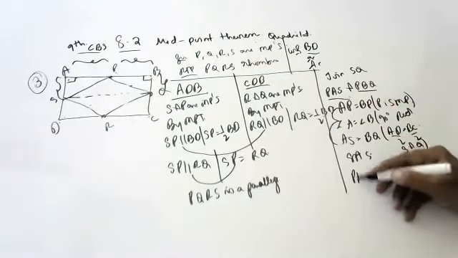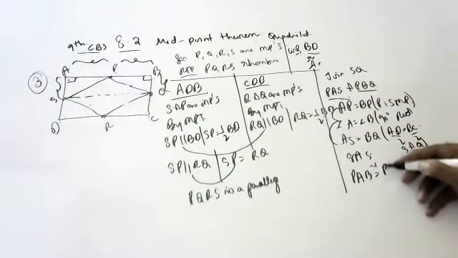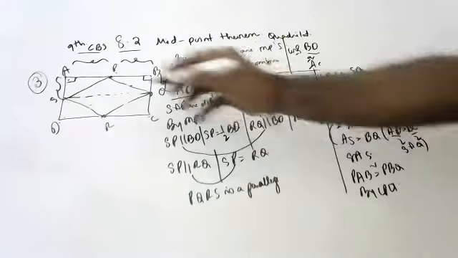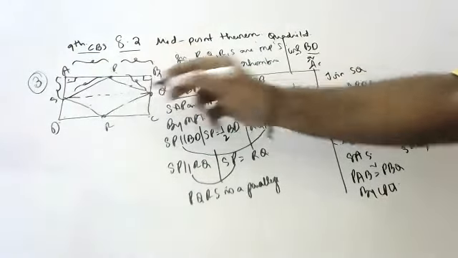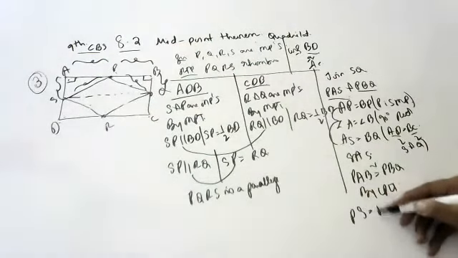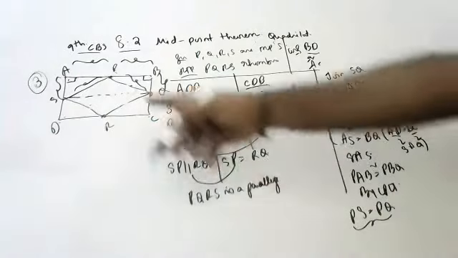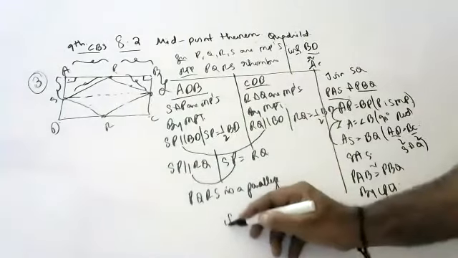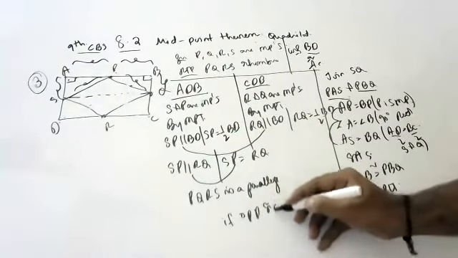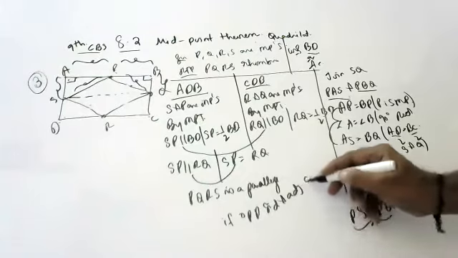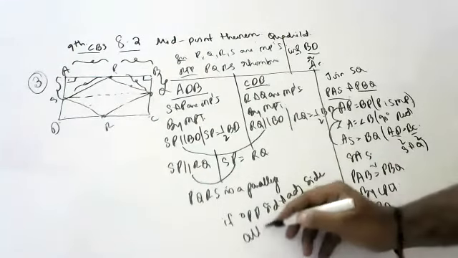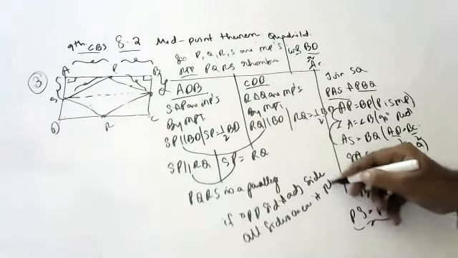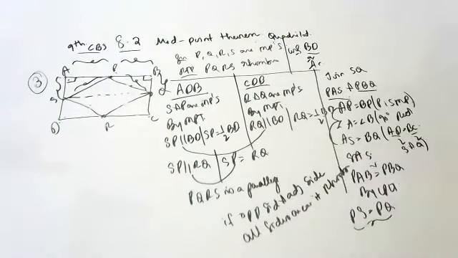By SAS, we can say triangle PAS is congruent to triangle PBQ. By CPCT, we can say PS is equal to PQ. Already opposite sides are equal, we proved here. Now adjacent sides are also equal. If opposite sides and adjacent sides are equal, it means all sides are equal. If all sides are equal, it is a rhombus.